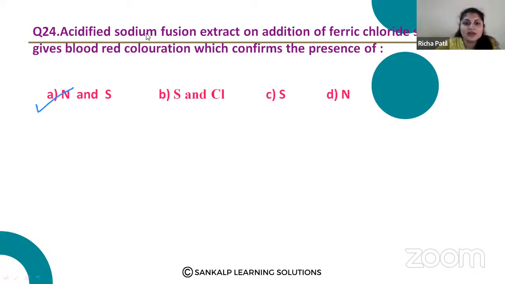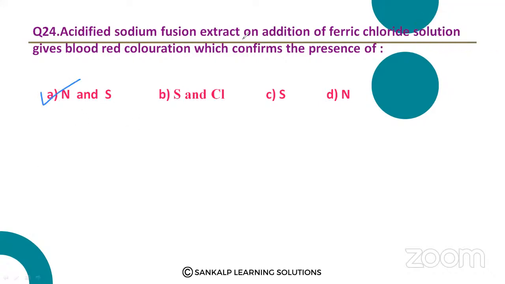Acidified sodium fusion extract on addition of ferric chloride solution gives a blood red coloration. This confirms the presence of what? It confirms the presence of nitrogen and sulfur.